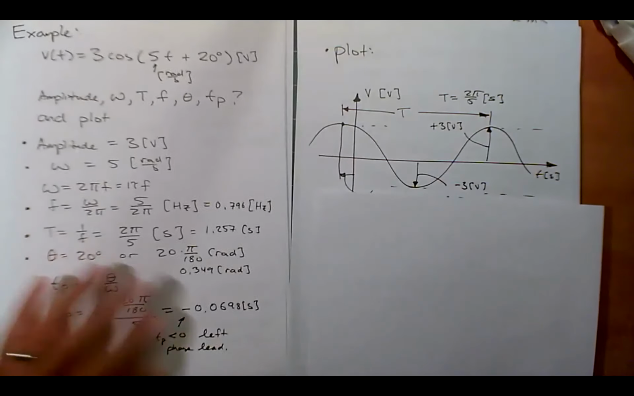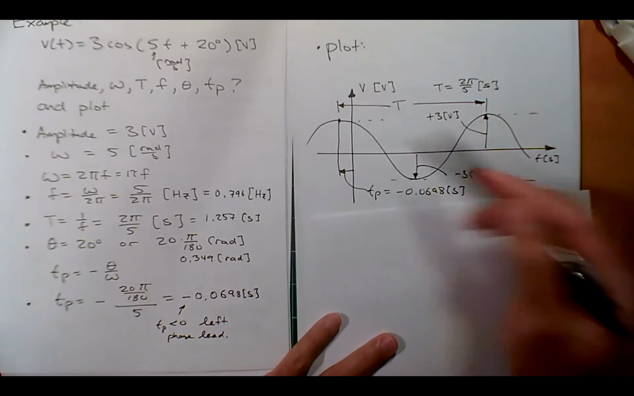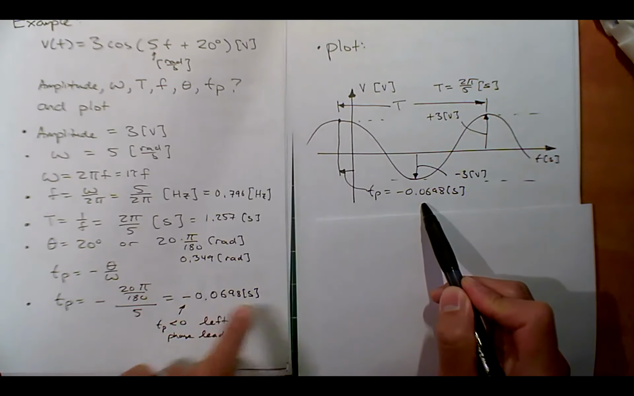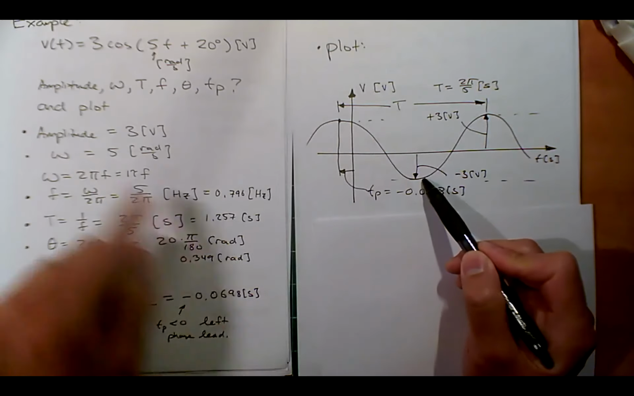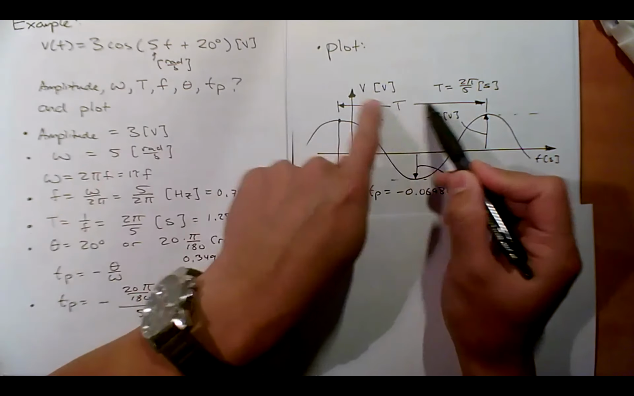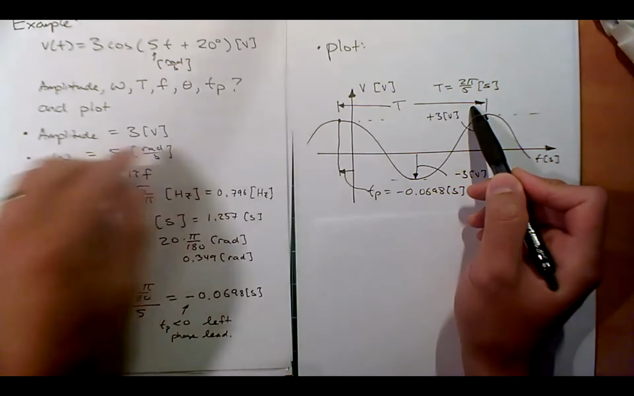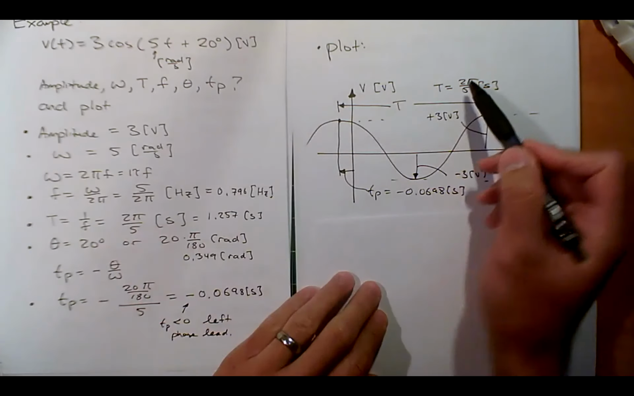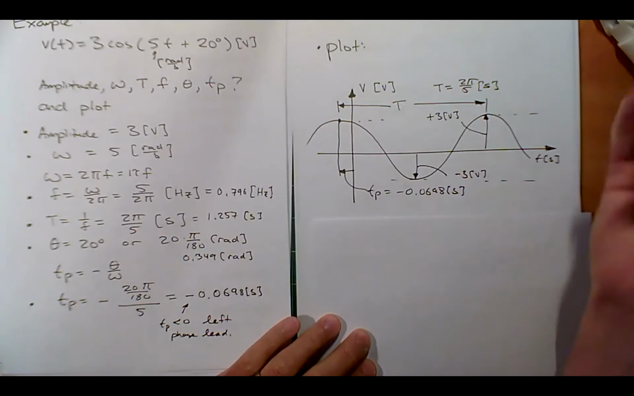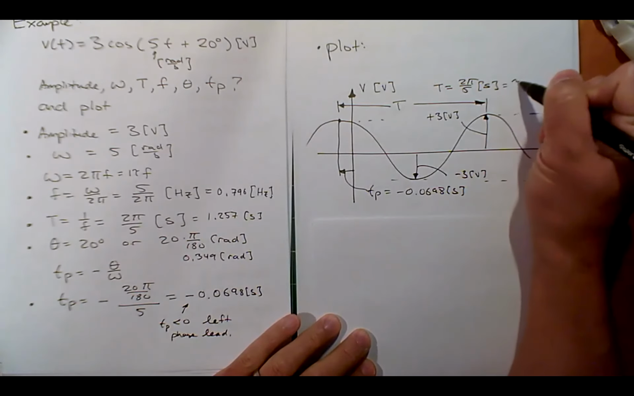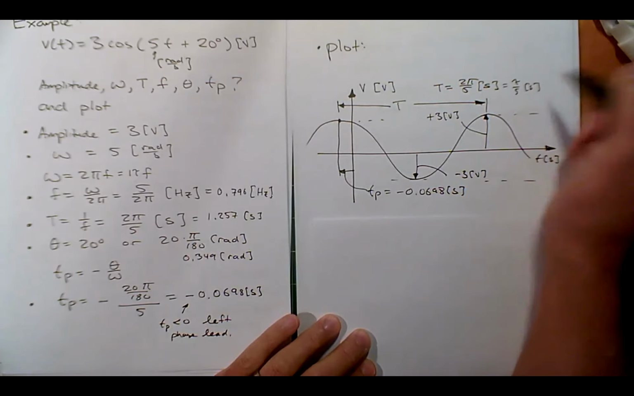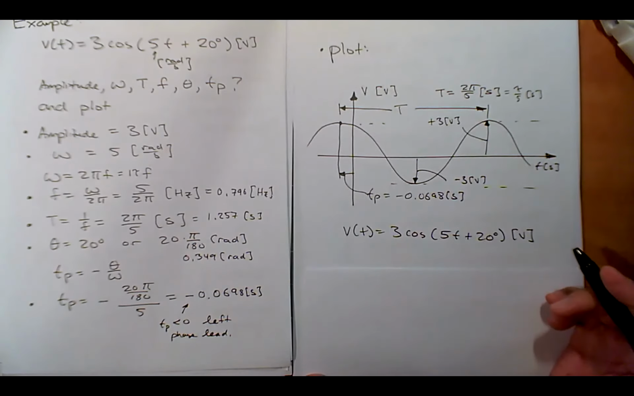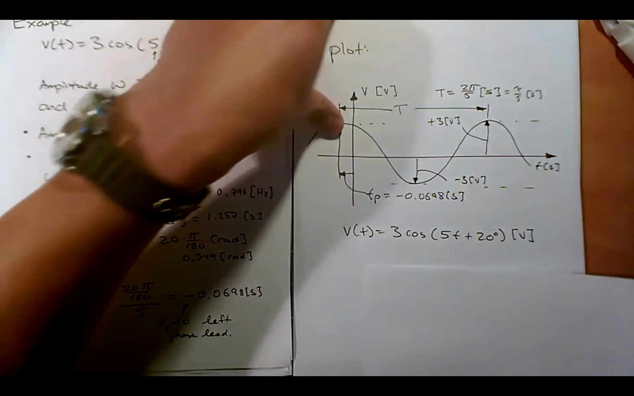Let's look at this plot. So this plot here, here's your cosine. You've shifted to the left, negative 0.0698 seconds. You go up 3 to minus 3, that's the amplitude. You have a period here of 2 pi over 5, or tau over 5 seconds, which was 1.25 seconds. And then that's matching this equation. Good, not too bad.